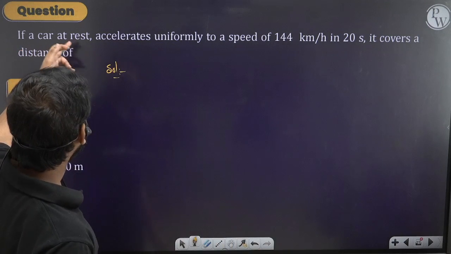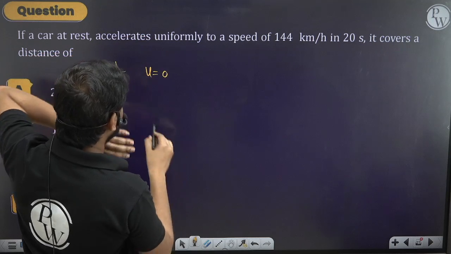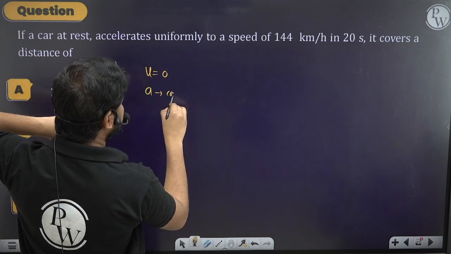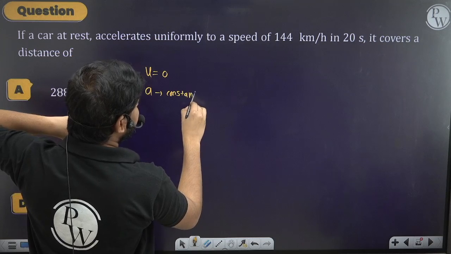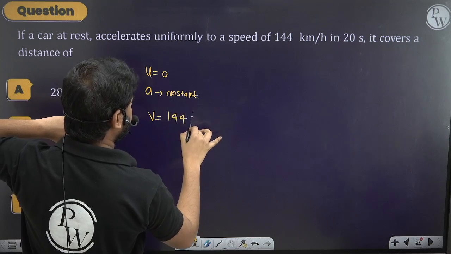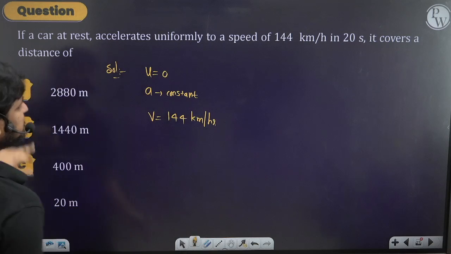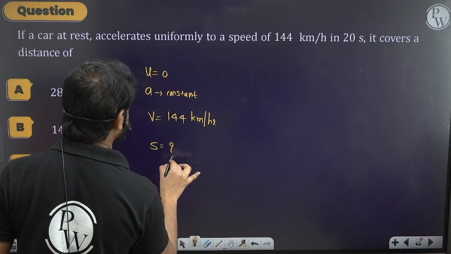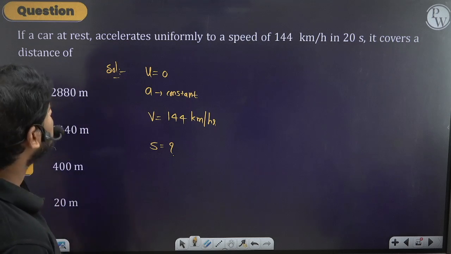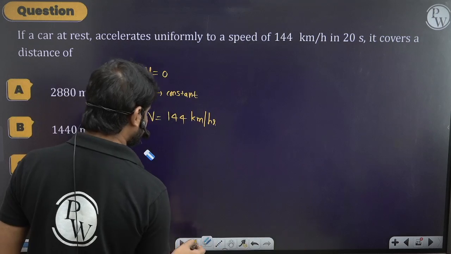So if a car is at rest, initial velocity 0, and accelerates uniformly, acceleration is going to be constant, and then speeds up to 144 kilometer per hour. It covers a distance of s equals how much? Simply, time is given: time 20 seconds.